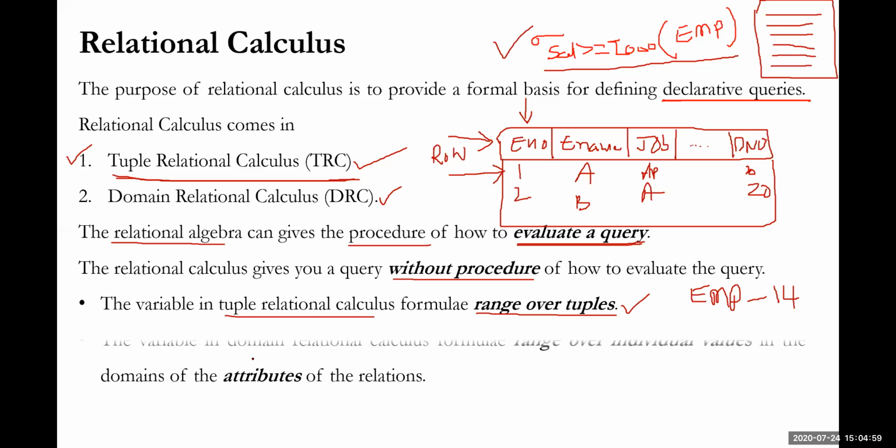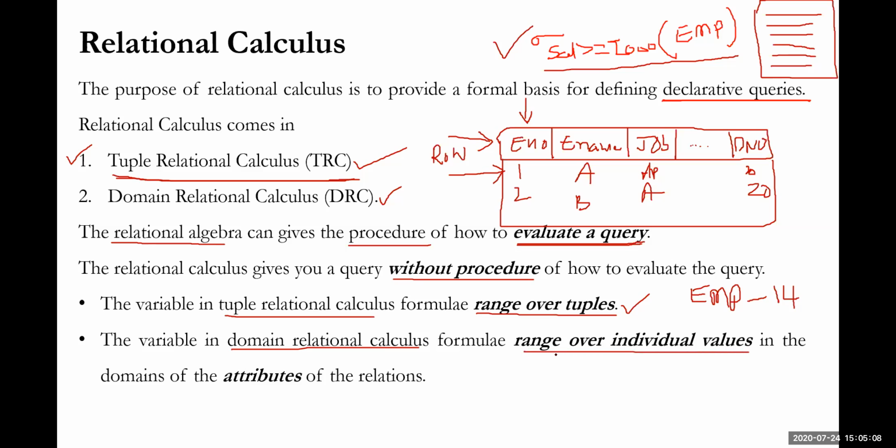In domain relational calculus, DRC, the range of individual values of one particular attribute is taken into consideration. Range of individual attributes means, for example, employee numbers 1, 2, 3, 4, 5, 6 up to some 2000 people, so 2000 numbers will be there. It concentrates only on employee number and doesn't care about all the remaining attributes. Please remember this. That is the basic difference between these two.